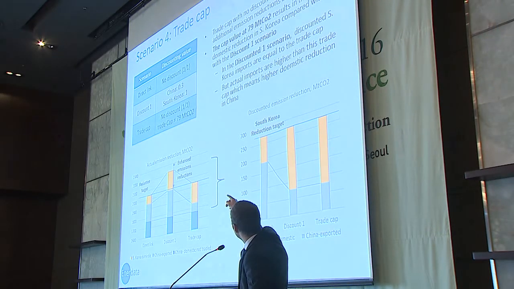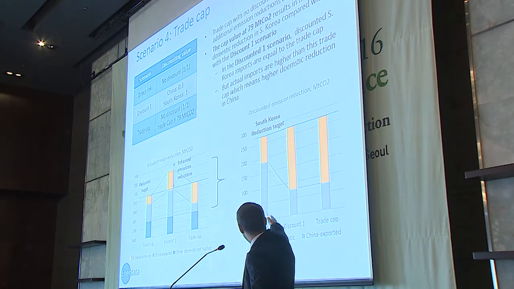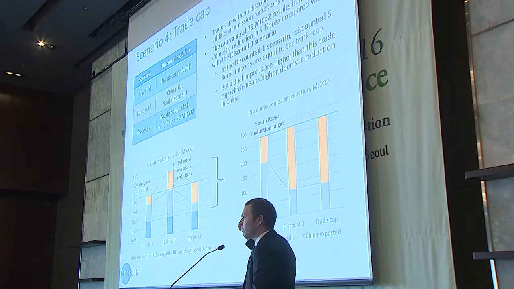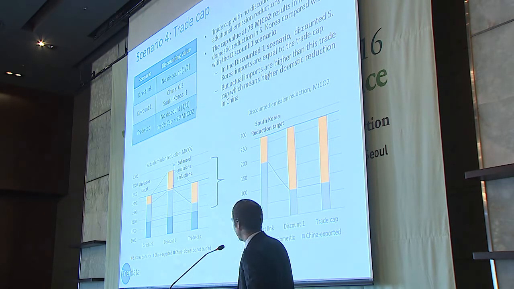In terms of discounted emission reduction, so when you apply this 0.3 coefficient, you can see that in the discounting scenario, you have the same, let's say, discounted imports in trading cap scenario or discounted scenario. So with a trading cap, you are limiting exports. And as you are limiting export from China to South Korea, you have less domestic reduction in China, which means less total abatement cost in China compared with the discount one scenario.